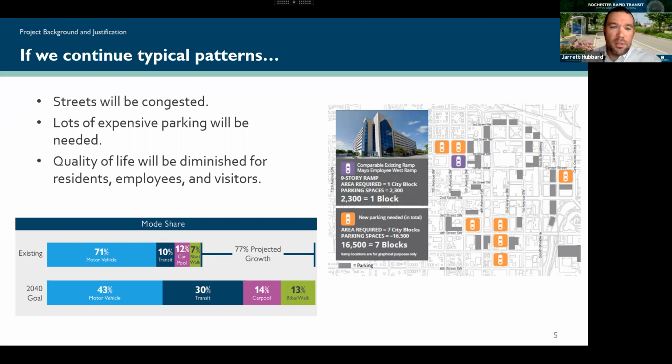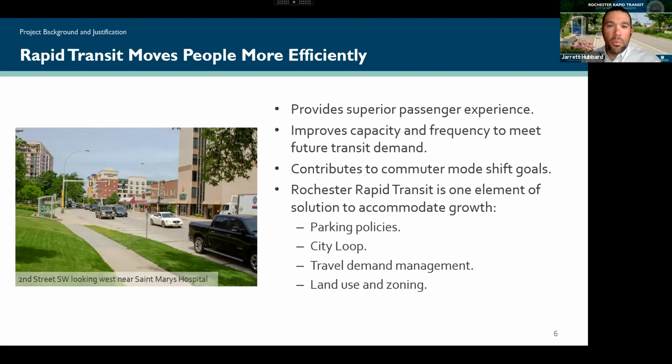So that has led us to create what's known as our mode shift targets. Essentially, in 2015, roughly 70% of all people who come downtown for work or for visits were driving their own personal vehicles. We'd like to see that number reduced to roughly 40% by 2040, with an increase in all other modes of transportation getting downtown. That includes a jump from 10% to 30% in transit, and downtown rapid transit is a core element of that growth. Next slide.